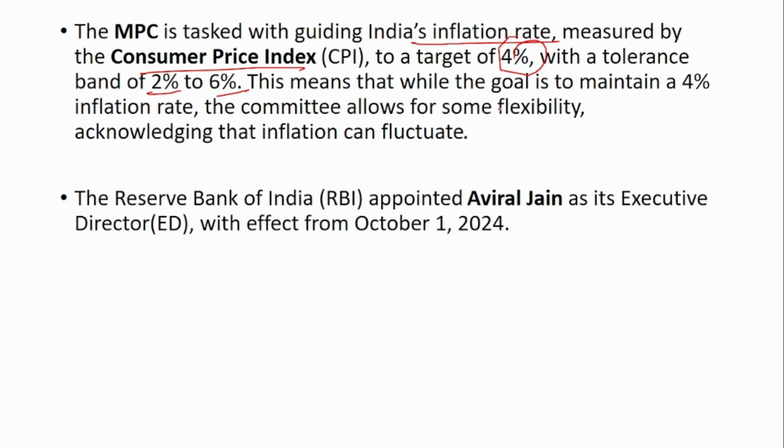This means that while the goal is to maintain a 4% inflation rate, the committee allows for some flexibility, acknowledging that inflation can fluctuate. So rather than fixing a fixed rate, it has suggested a flexible range, which is 2% to 6%. And also a new executive director has been appointed and his name is Avairan J.